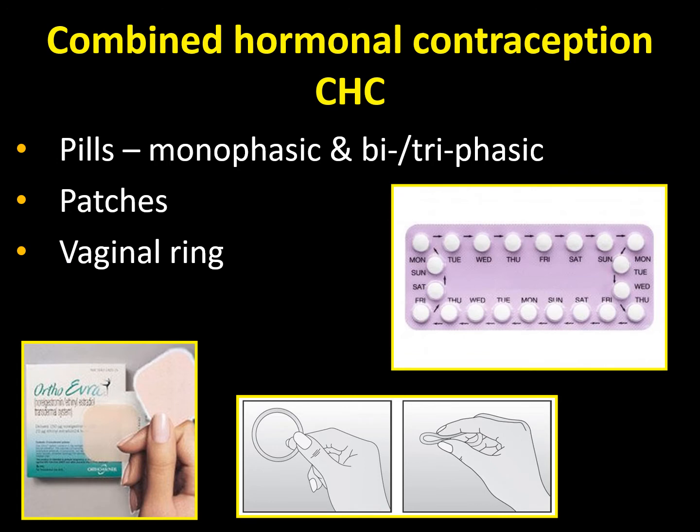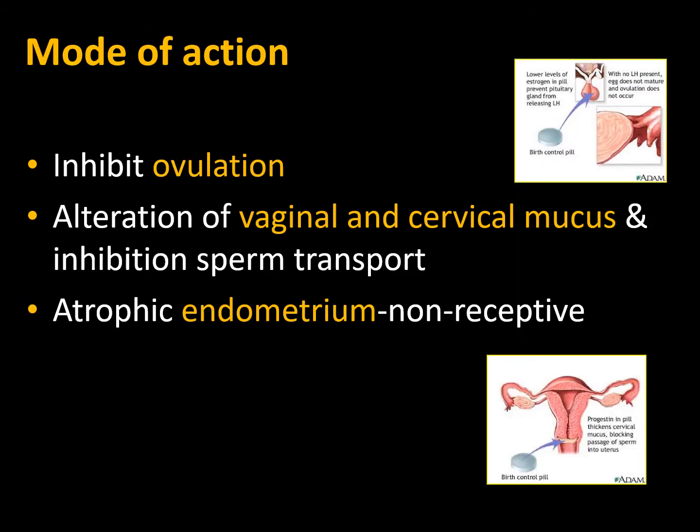Combined hormonal contraception includes estrogen and progesterone preparations, and they can be in the forms of pills, patches, or vaginal ring. The mode of action of combined hormonal contraception is inhibition of ovulation, changes of the cervical and vaginal mucus, and therefore inhibiting transport of the sperms, and changes in the endometrium so that it becomes atrophic and therefore non-receptive.